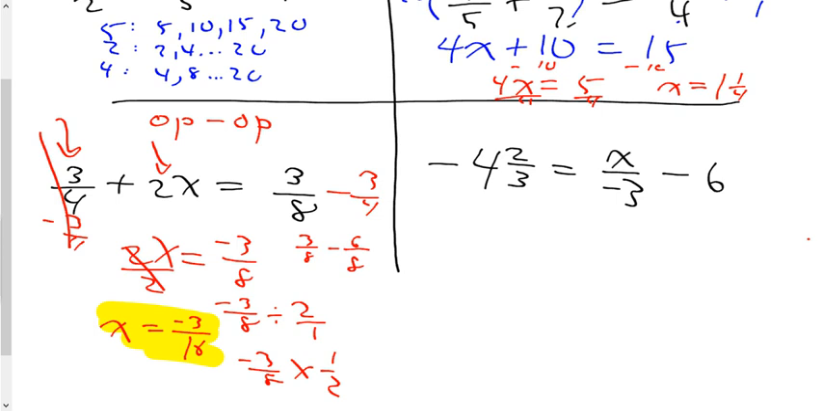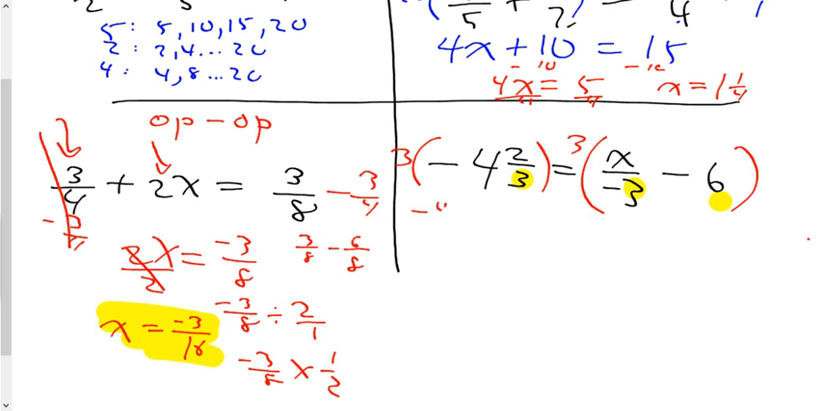And finally, the last question, solved by multiplying by a common multiple. Here, my denominator is 3. My denominator is 3. And my denominator here is 1. It's not written, but we know it's 1. So the first multiple that 3 and 1 share is 3. So I'm going to multiply this side by 3, and I'm going to multiply this side by 3.